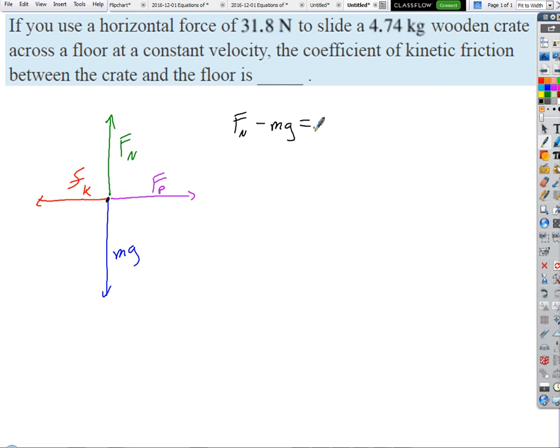0. How come? You're right. Because they cancel out, because it's not going up or down. Good, there's no net force up or down because there's no vertical acceleration, right? So there's one equation of motion.